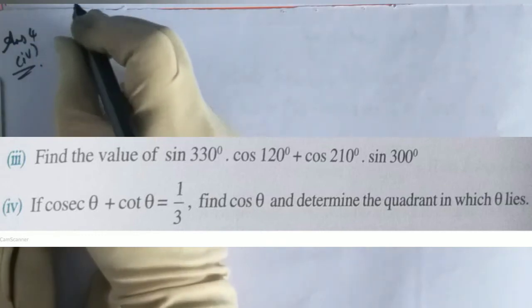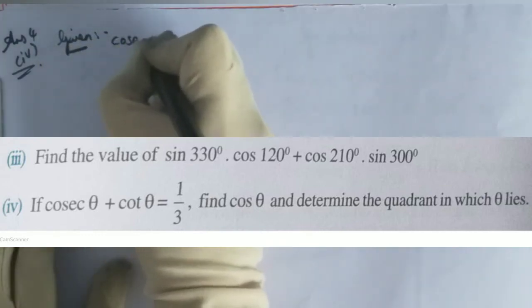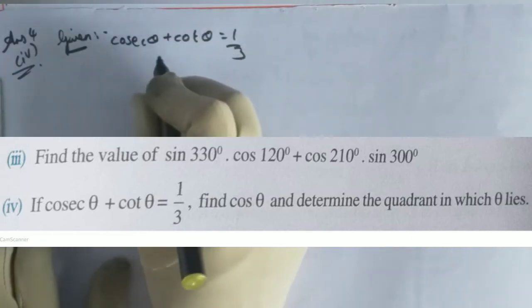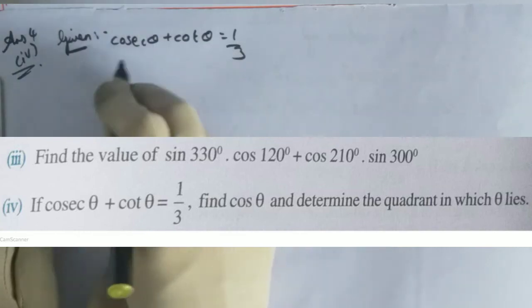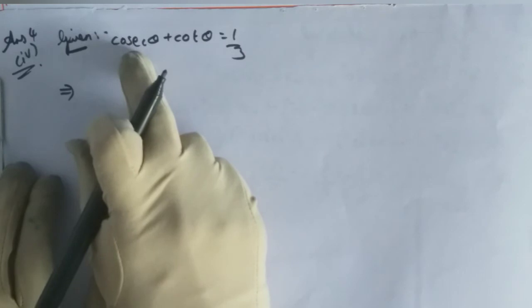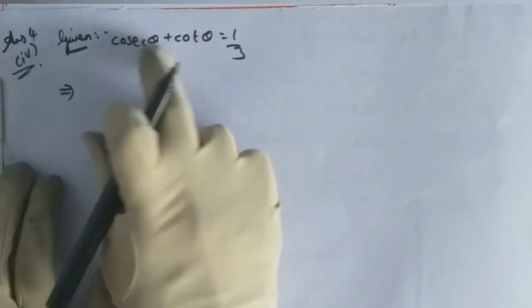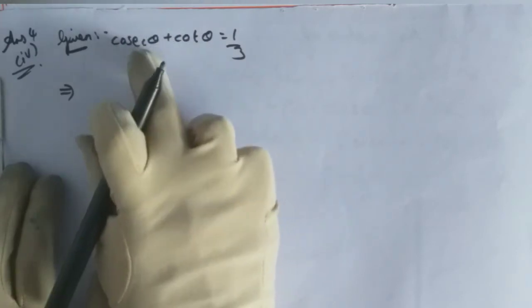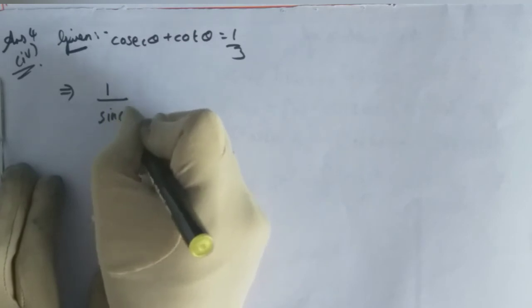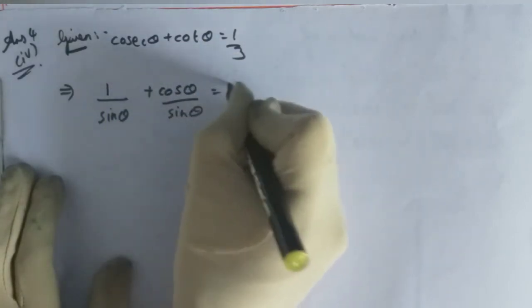Okay, so here it is given that cosecant theta plus cot theta is 1 by 3. This is given in the question. How can we do this? See, cosecant theta can be written in terms of sin theta, and cot theta can also be written in terms of sin theta. We have the formulas, right? In the first lecture, we had discussed the formulas on our channel. Cosecant theta can be written as 1 by sin theta plus cot theta can be written as cos theta by sin theta is equal to 1 by 3.